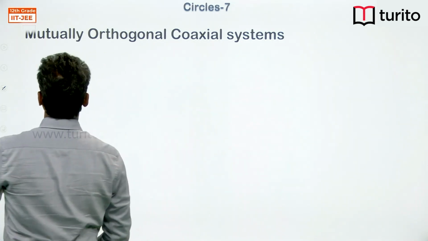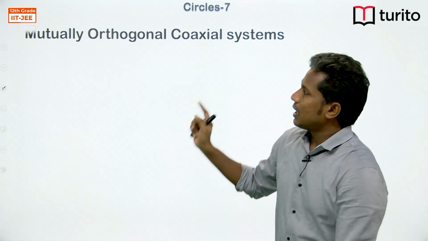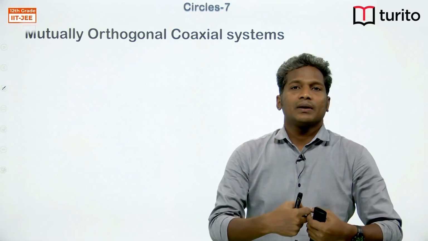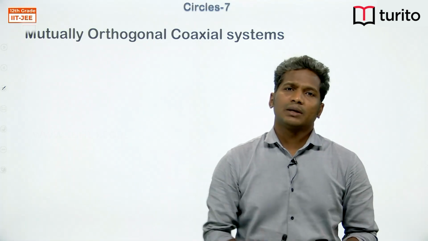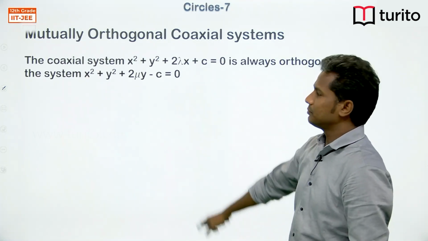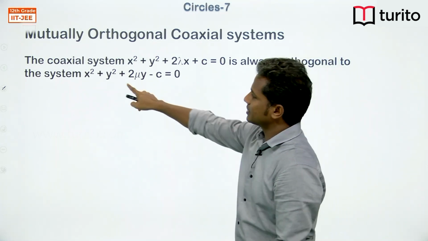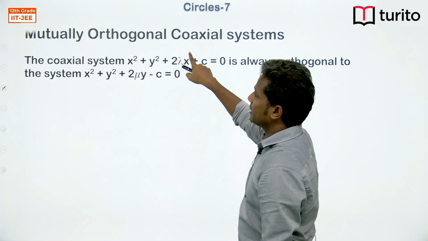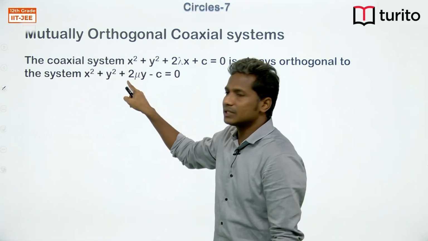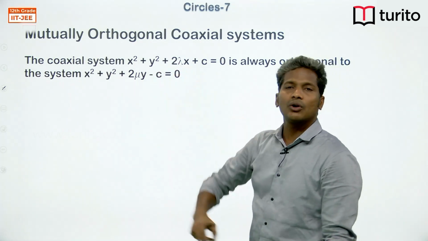Now there is one more concept called mutually orthogonal coaxial systems. This idea of two systems which are orthogonal to each other is also slightly borderline, but we will learn it at the basic level. Suppose we have one system x square plus y square plus 2 lambda x plus c equal to 0, and we have another system here. If you notice here, the y term is absent, that means centers are on the x-axis. Here the x term is absent, that means centers are on the y-axis. Now these two systems are always orthogonal.